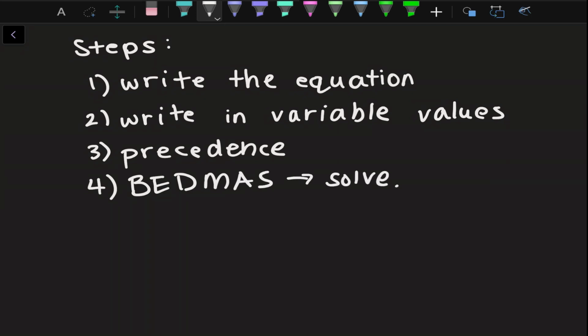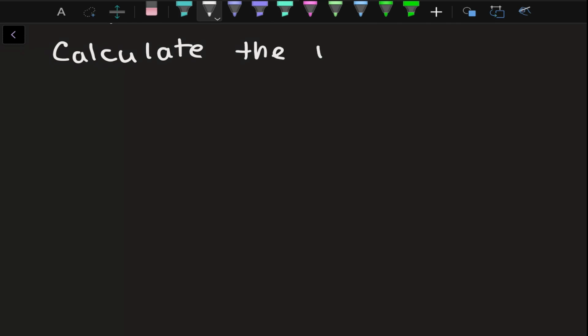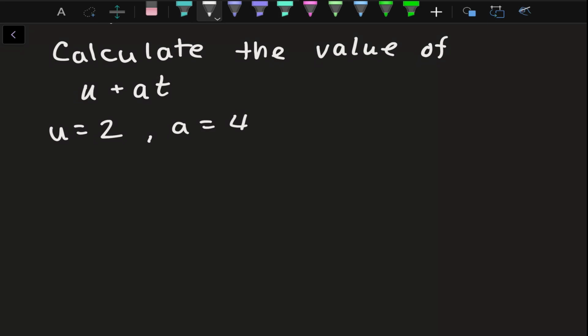Okay? So, we'll start with a quick, easy example. So, we want to calculate the value of u plus a times t when u is equal to 2, a is equal to 4, and t is equal to 9. Okay, so the first step that I had said was write down the equation. u plus at.